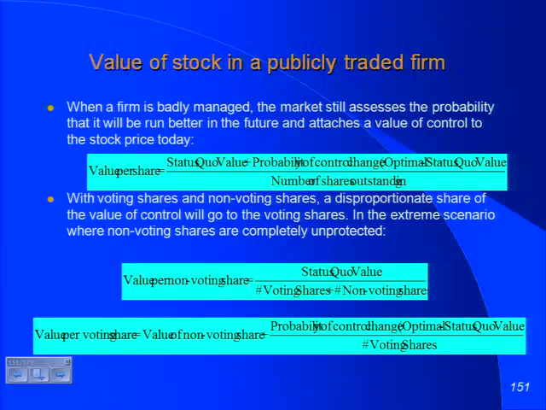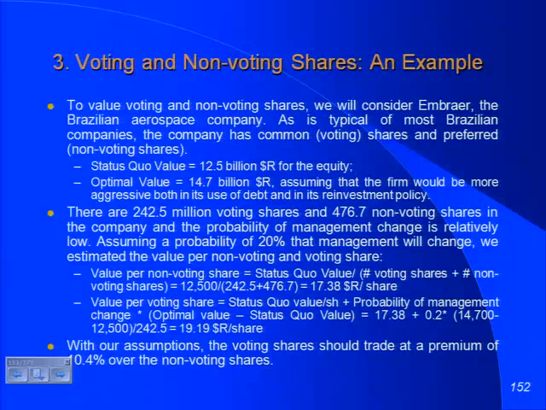Rather than talk about this in abstractions, let me actually give you an example. I did this for Embraer, about 5 years ago. I did a discounted cash flow valuation of Embraer, status quo value, and came up with 12.5 billion reais. I revalued Embraer and came up with 14.7 billion, with more aggressive investment policy and more aggressive financing policy. So I have two values. At the time that I did this valuation, there were 242.5 million voting shares and 477 million non-voting shares in Embraer.